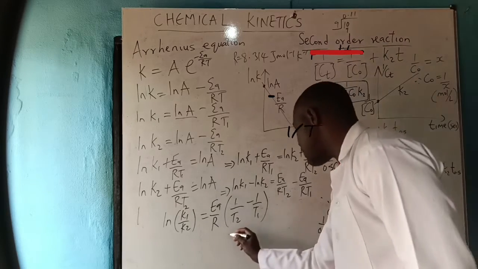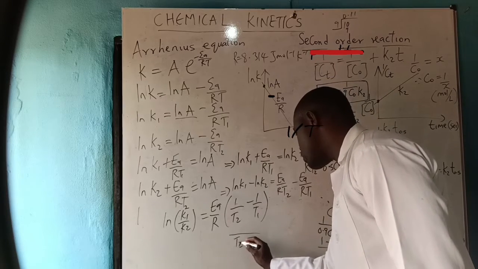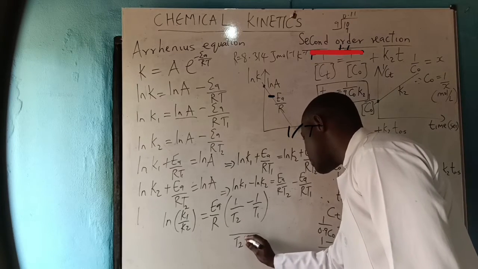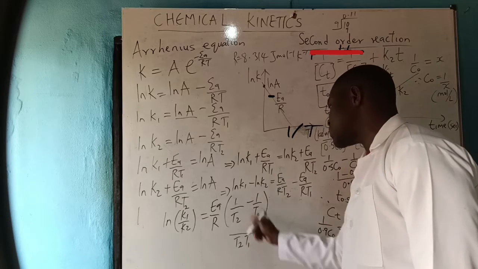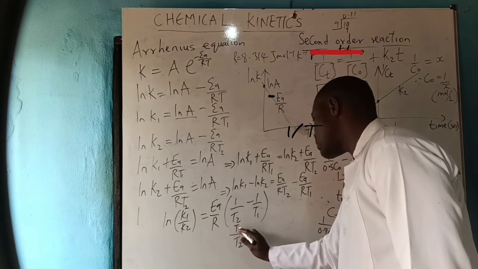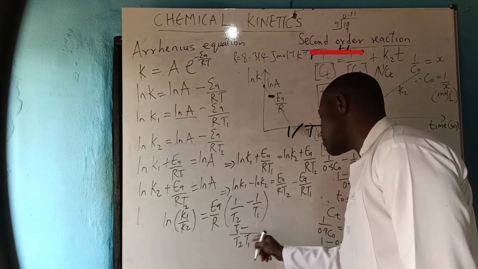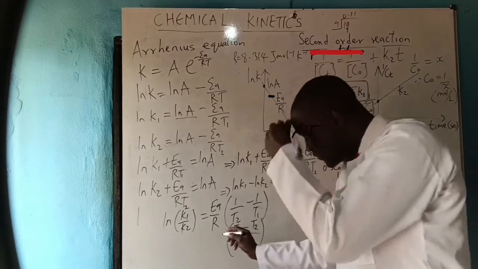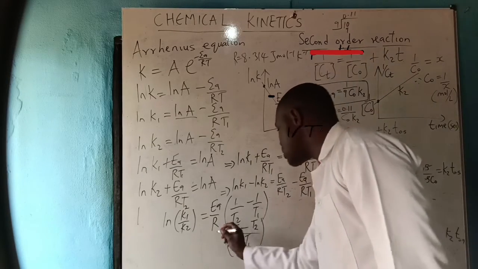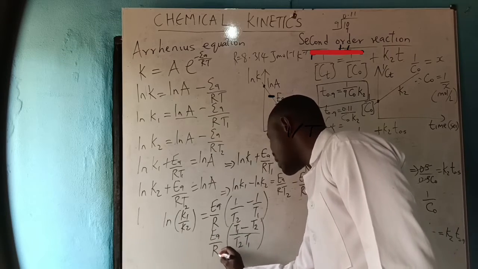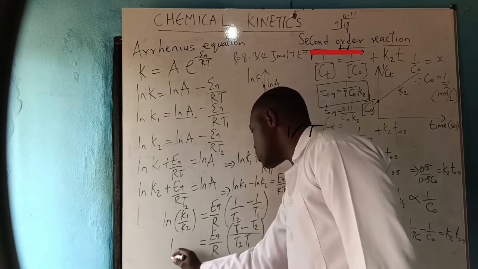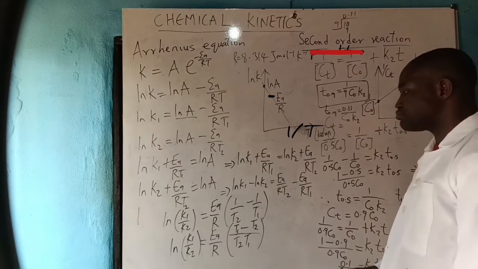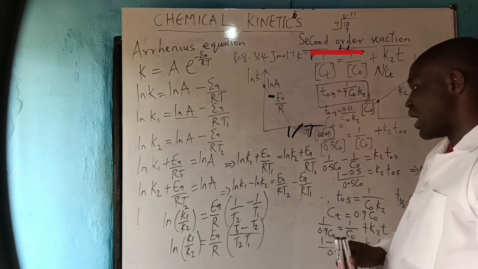And so the LCM of T1 and T2 will be T1 T2. So this divided by T2 times T1 minus this divided by T1 times T2. So here will be negative, and we now say this other one is EA all over R equals ln bracket K1 over K2. Okay, and so that is about this.